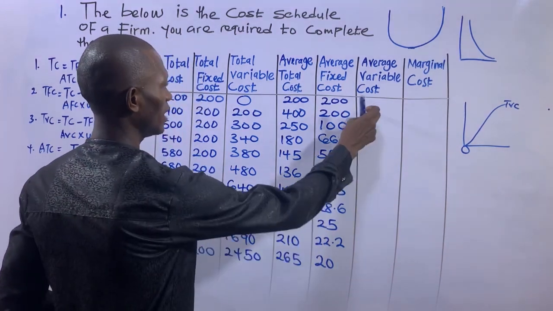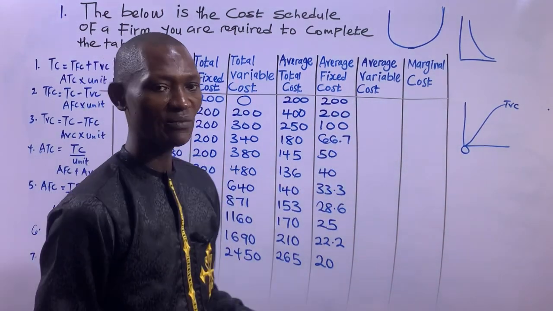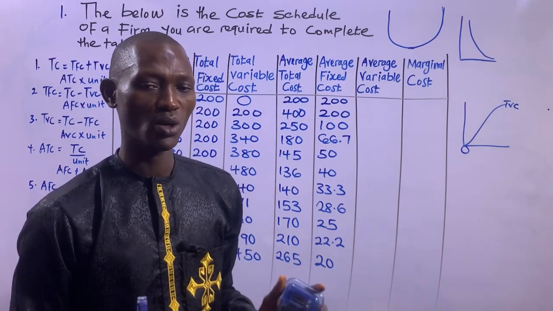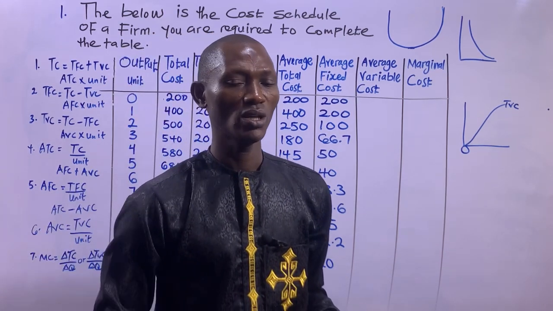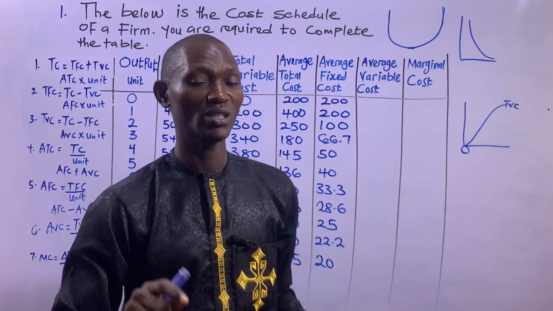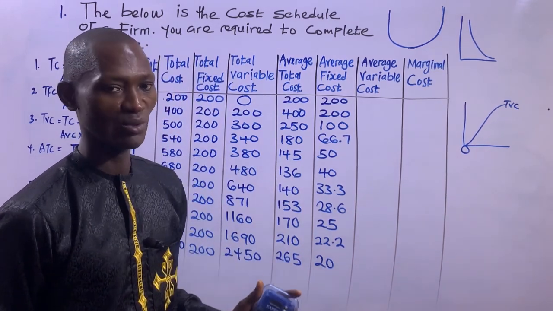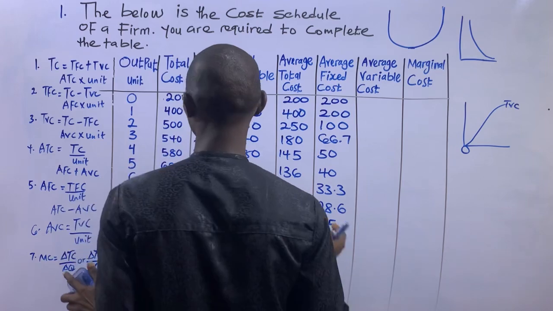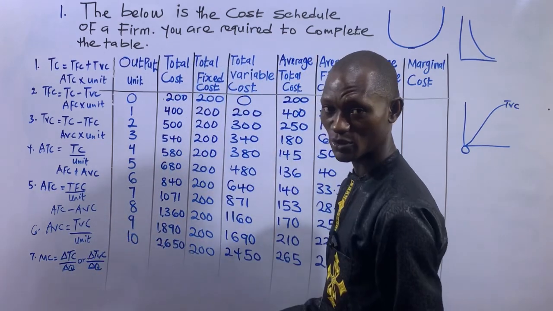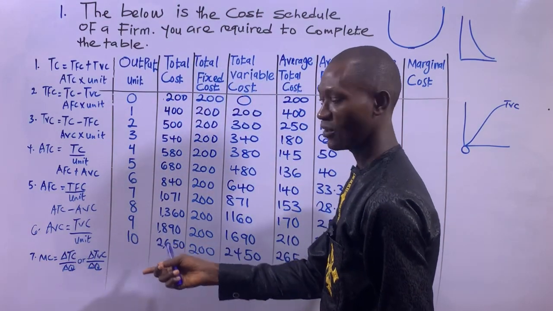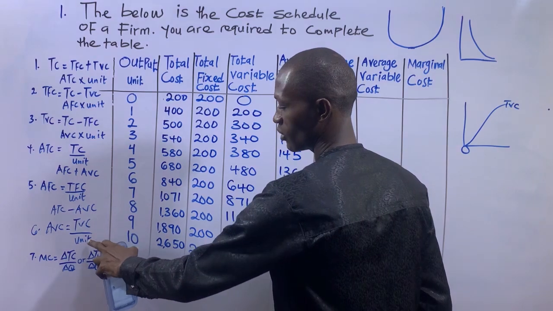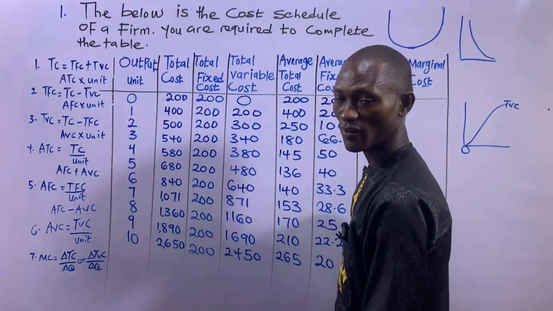So that's that. Then average variable cost now. Average variable cost is the total variable cost per unit of output. So it is the total variable cost you incur to produce 1 unit of output. That's average variable cost. To get your average variable cost, I will help you guys by putting the formula on the board. So it's total variable cost divided by unit of output.